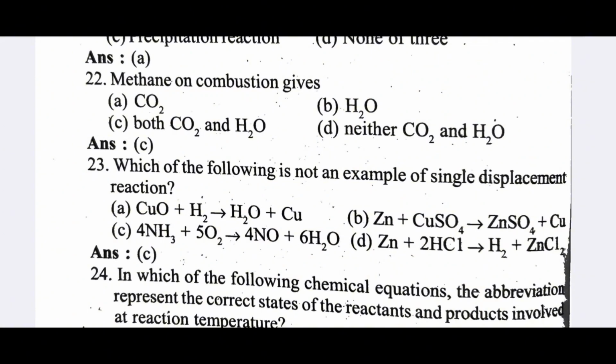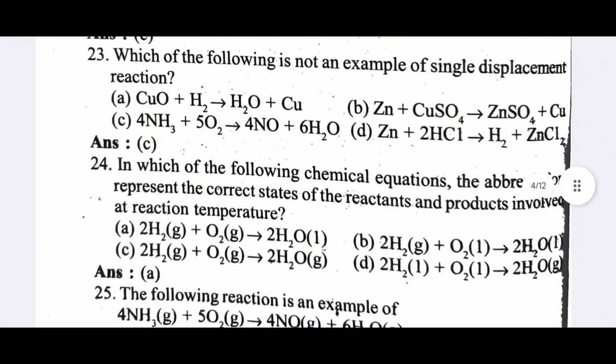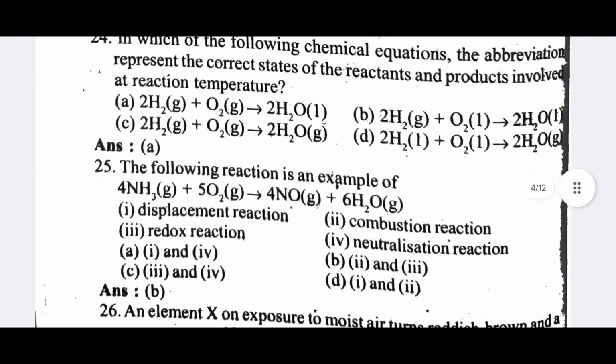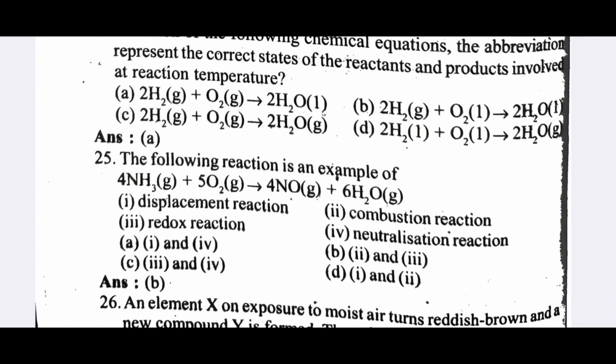Which of the following is not an example of single displacement reaction? C number is 4NH3 plus oxygen gives 4 nitric oxide and water. In which of the following chemical equations do the abbreviations represent the correct state? The reaction is 2H2 plus oxygen gives water. The following reaction is an example of the: this reaction is B number, 2 and 3, combustion reaction and 3 number, displacement reaction.